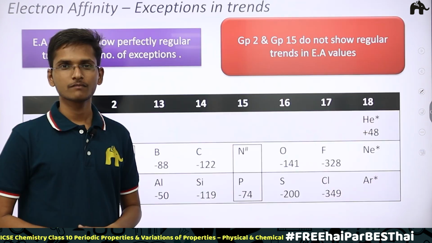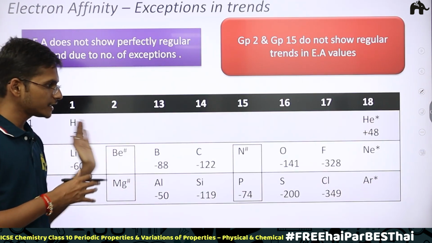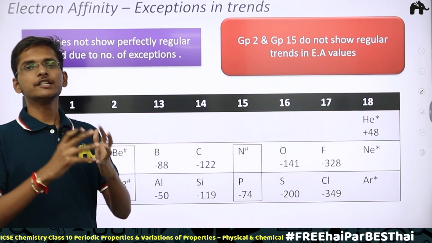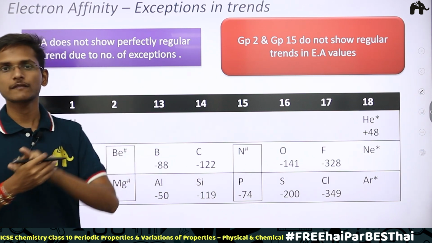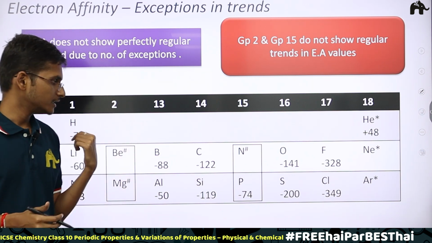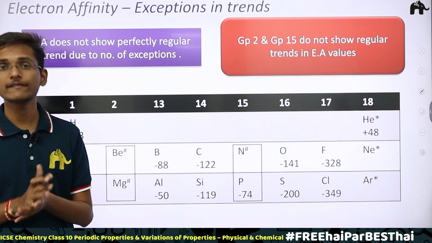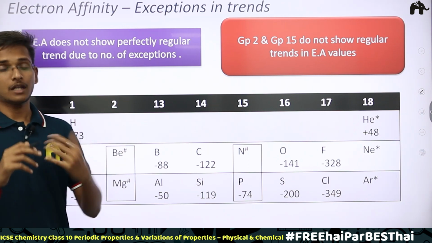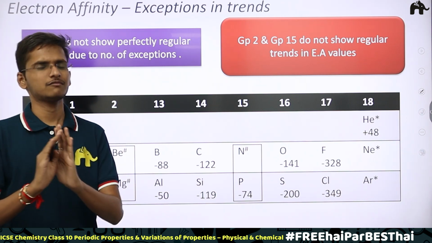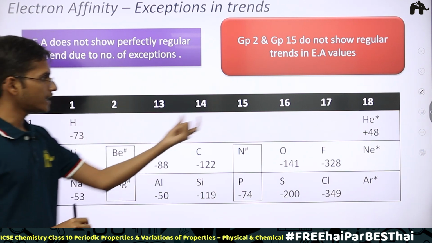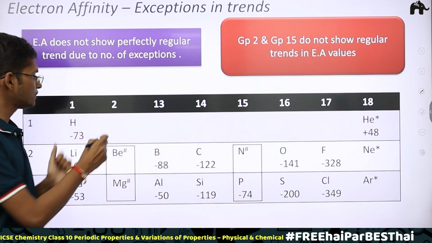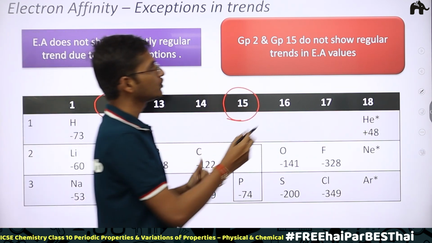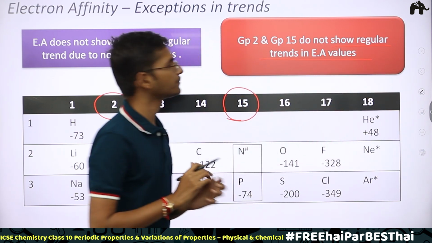Just now when we studied the variation of electron affinity across the period, while observing the values in this table, we observed that the trend is not perfectly followed. If the electron affinity value is increasing, it is not perfectly followed. Now why is this so? Because there are a few exceptions. Now let's see one by one what the exceptions are. So first, a very simple exception is group 2 and group 15. These two groups don't show regular trends in their electron affinity values.